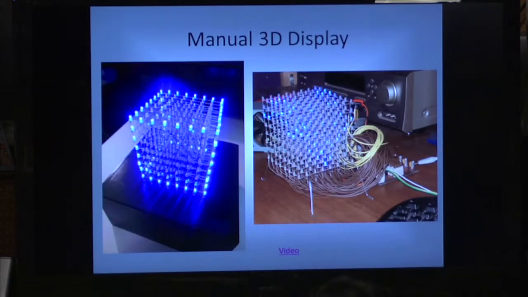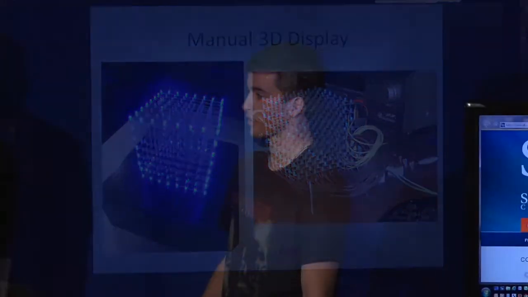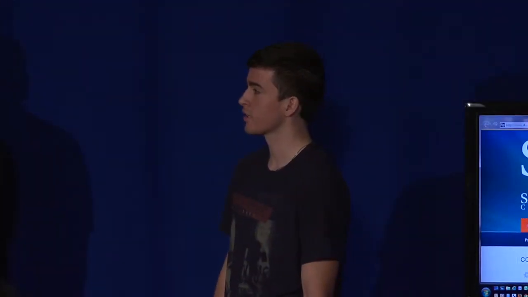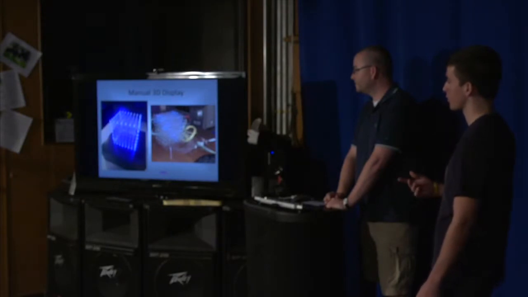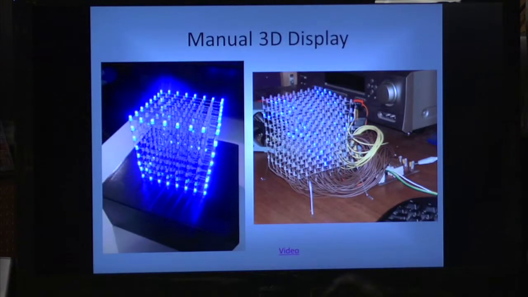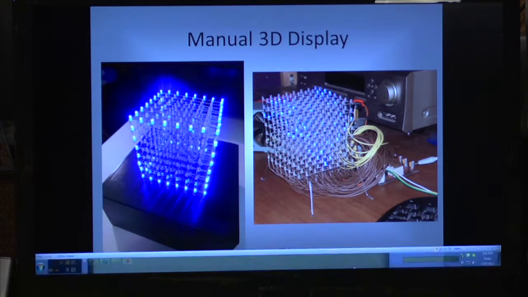Alright, so here we have a 3D cube. It's a different way to show 3D motion. What it is, it's like 500 or so LEDs, and they are going to go off in a sequence, and as that sequence goes off, it creates an image of where it's almost like a wave moving through it. And we have a video that demonstrates this.